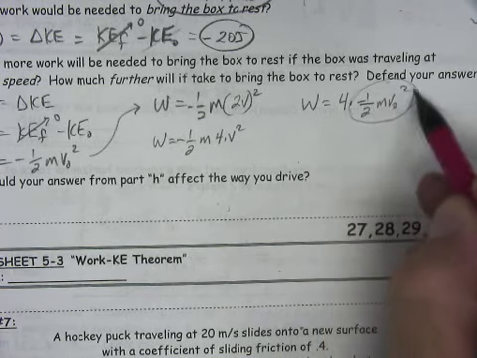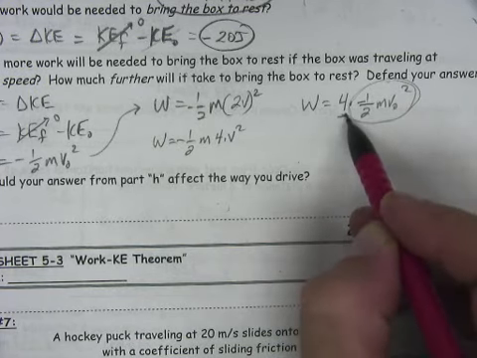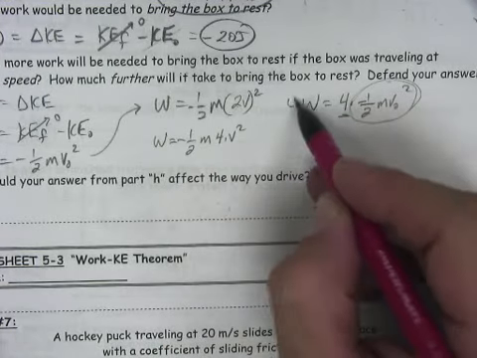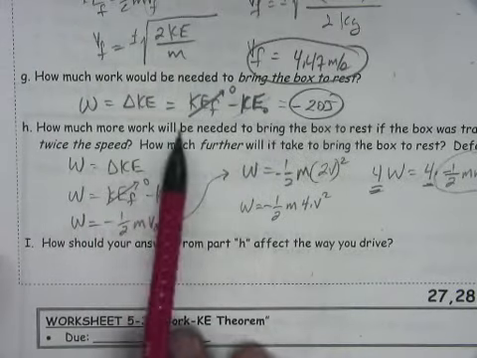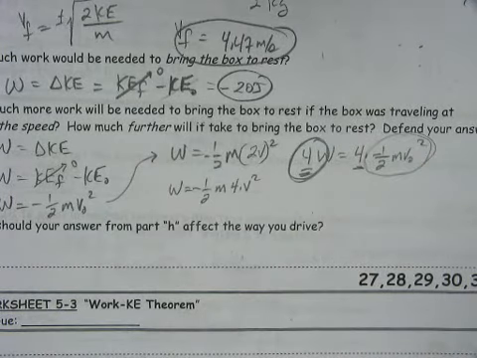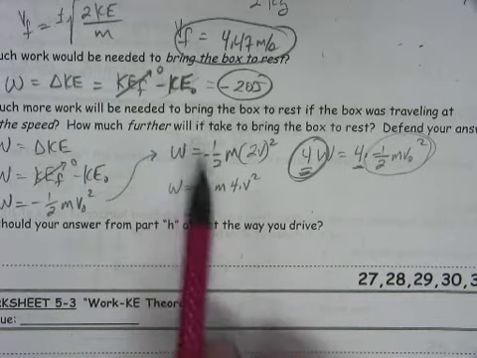Notice that this right here is my kinetic energy. That means I've multiplied it by 4. When I multiply the speed by 2, it's really multiplying everything by 4. So the question, how much more work will be needed? Well, 4 times that work. The next question would be how much further?